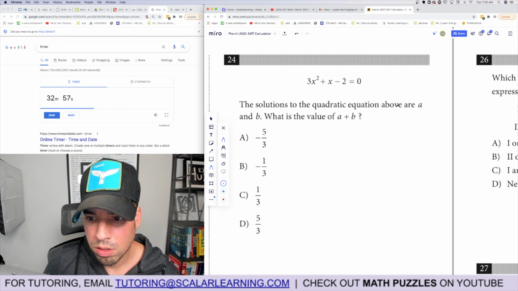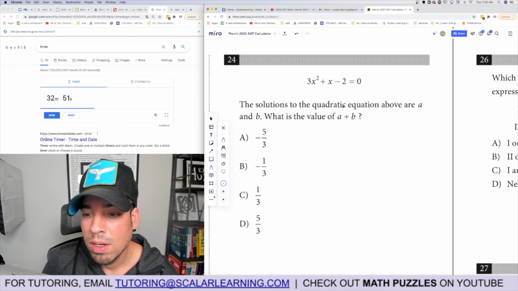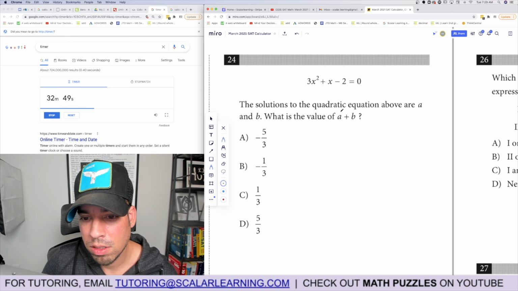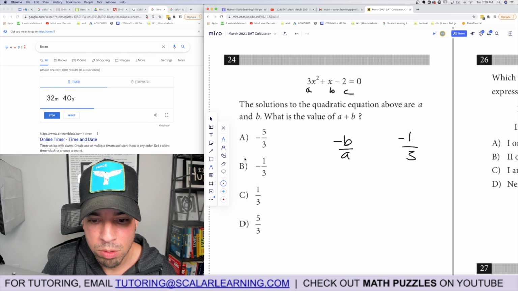Problem 24. The solutions of the quadratic above are A and B. What is the value of A plus B? We're going to show you a little shortcut here. The sum of the solutions of any quadratic is negative b over a, which is, that's a, b, c, negative 1 over 3, boom, done.